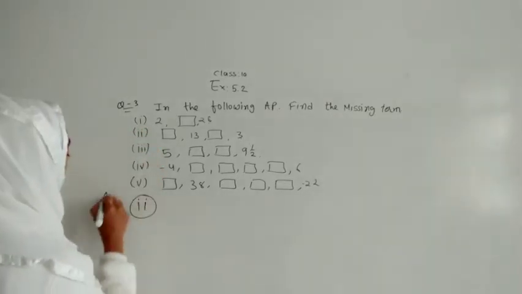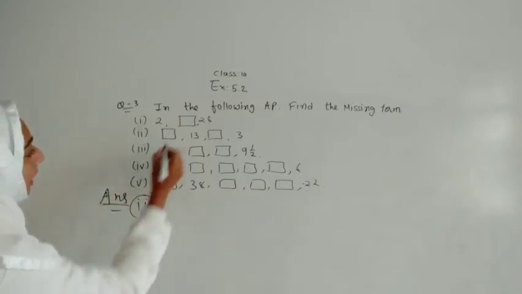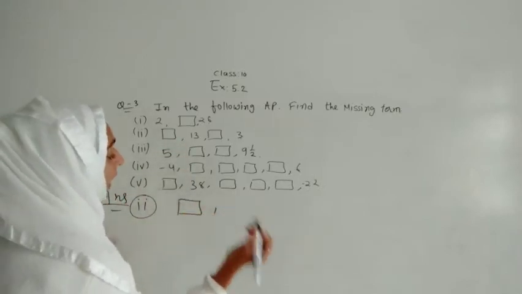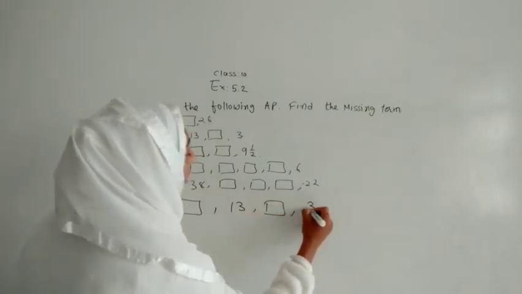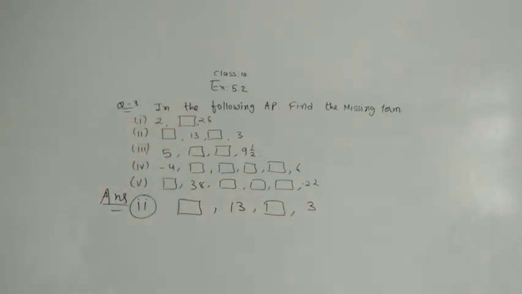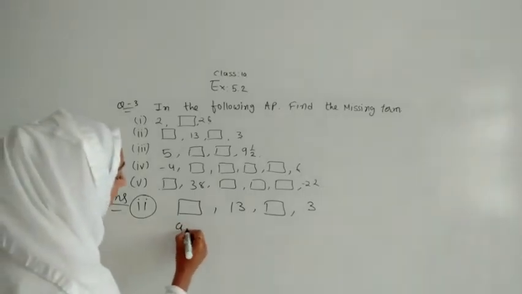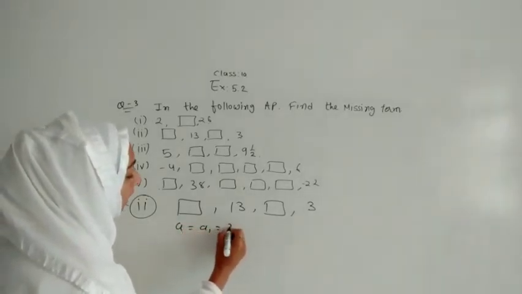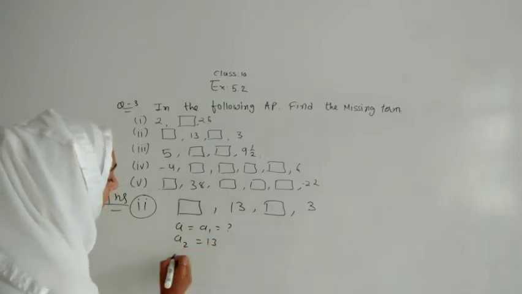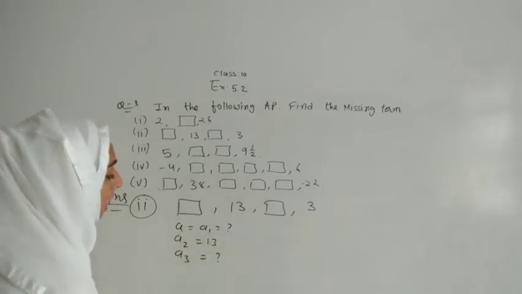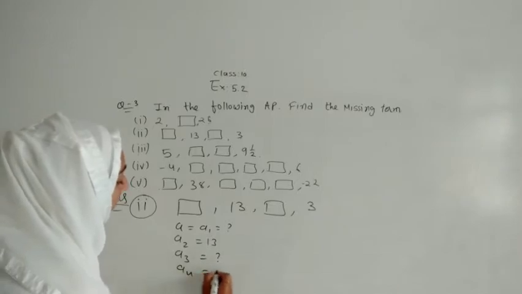So it is given as, your answers we are writing. First term is missing, a ही नहीं दिया है. Second term is given, then the next term is not given. So how we will find that? Means a is question mark. A or A1 we will call as question mark. Here A2 is given as 13. A3 is question mark again, and A4 is given as 3.